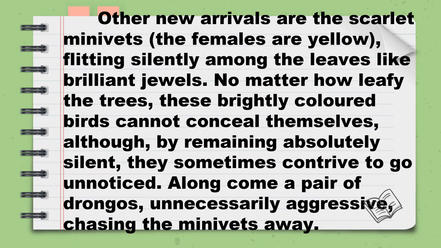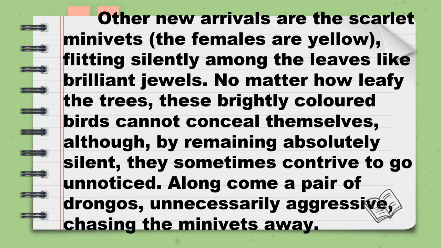So the other new arrivals are the scarlet minivets, flitting silently among the leaves like brilliant jewels. No matter how leafy the trees, these brightly colored birds cannot conceal themselves, although by remaining absolutely silent, they sometimes contrive to go unnoticed. Along come a pair of drongos, unnecessarily aggressive, chasing the minivets away.